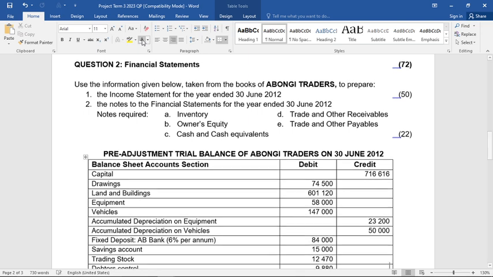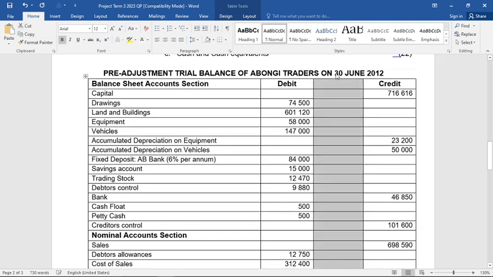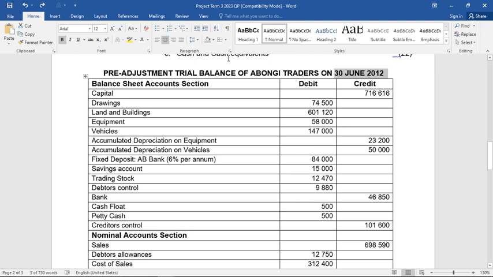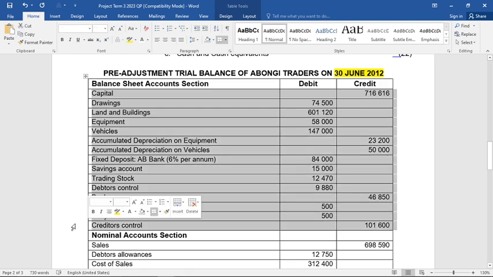So moving on, we first have to be aware of the financial year that we are dealing with. So our financial year ends at the end of June 2012, which means it would have started on the 1st of July 2011. We have to match all figures to the financial year in question. There's the balance sheet account section items. Nothing there is too unusual. It's all accounts we've met and used before.